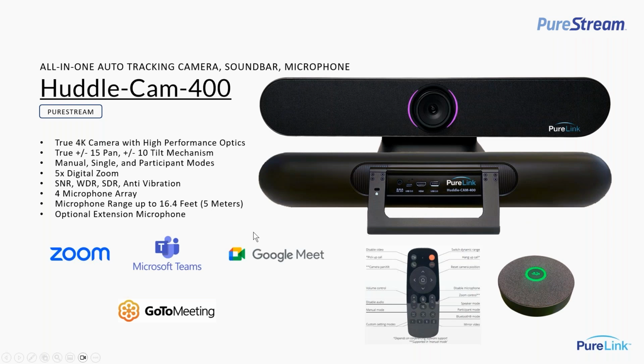All right, so last in the cameras, this is our Huddle Cam 400, and this is a very significant offering from us because, like you've probably seen, there's other camera soundbar microphone combos like this. What's different about ours is that the camera actually has a motorized pan tilt mechanism. So why is that an advantage?